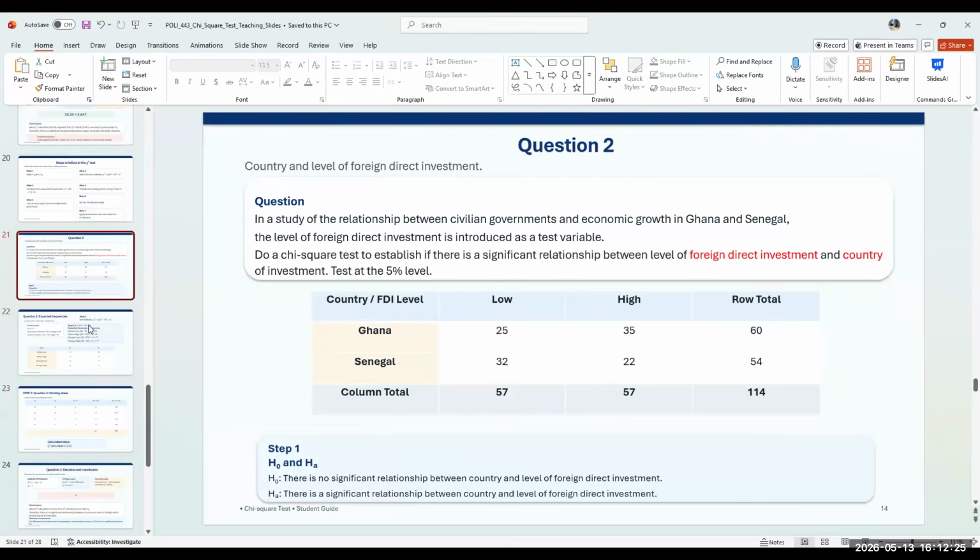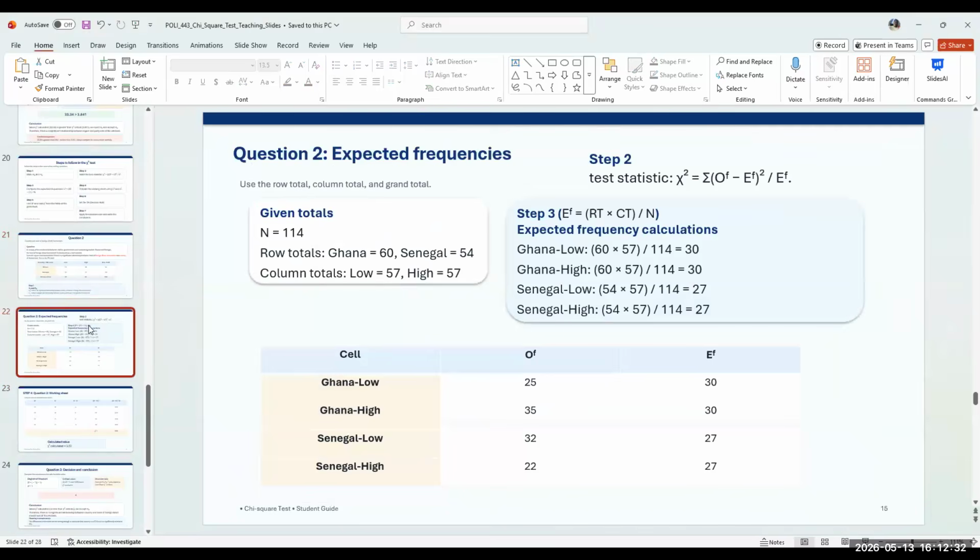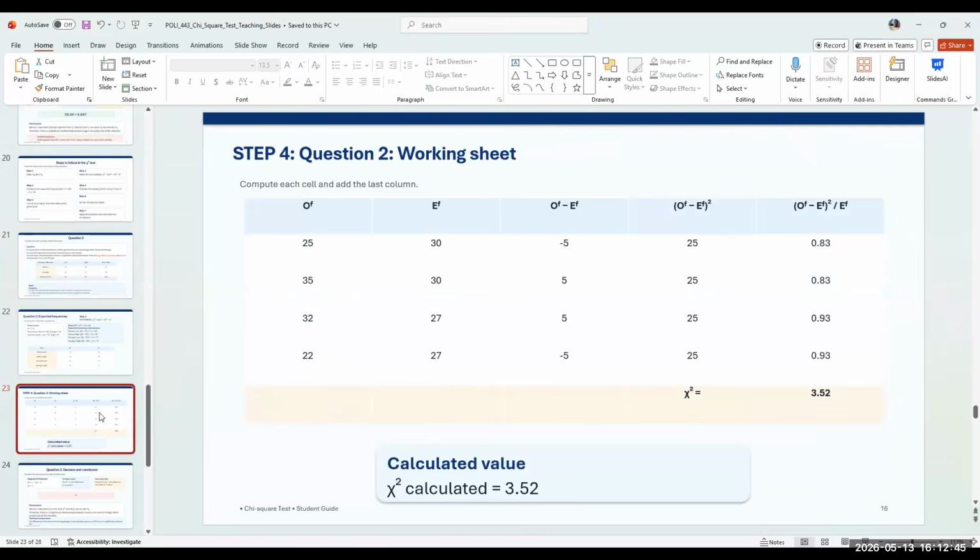Hello, Eddie. Yes, I'm here. Let me take a screenshot of this, please. Can I carry on? Yes, please. You can now proceed. So that is what George did. Now we have the S square calculated as 3.52.